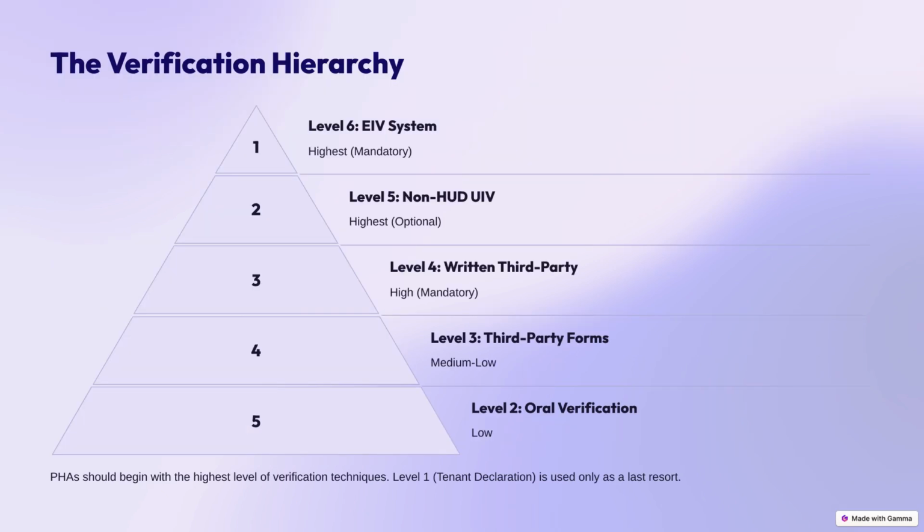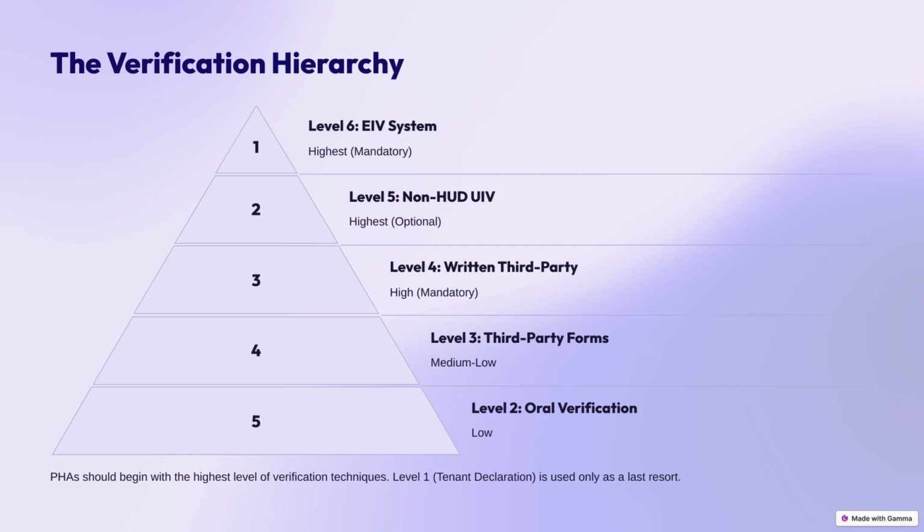When we're verifying information, it's important to use the right methods. There's a hierarchy, starting with the most reliable and moving down to the least. The top level is upfront income verification, UIV, using HUD's IVE system. This is the most reliable method and it's mandatory. Then, if we can't use HUD's IVE system, we might use non-HUD systems for verification. This is optional but still highly effective. Written third-party verification comes next. This is also mandatory and involves getting information in writing from a third party, like an employer or government agency.